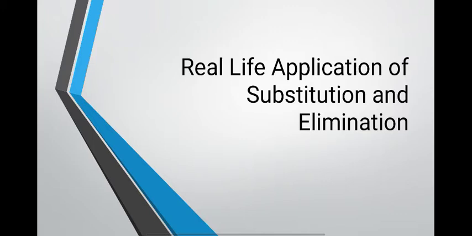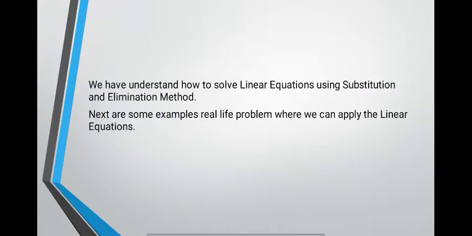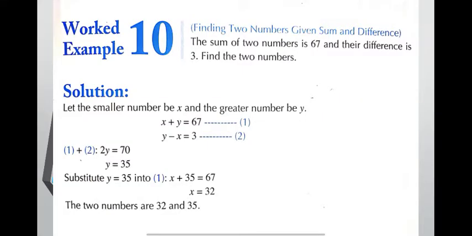Okay, this is the continuation of the substitution and elimination discussion. We're going to be seeing a lot of real life examples here. The sum of two numbers is 67, and their difference is 3. Find the two numbers. We can use substitution and elimination here, but firstly, we need to form the equations first.